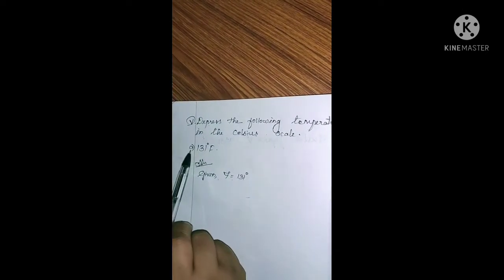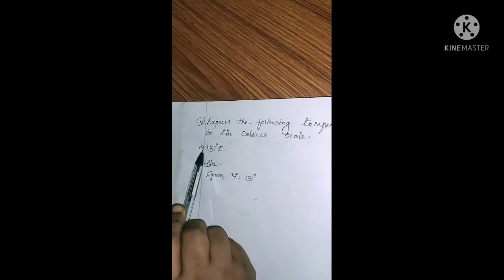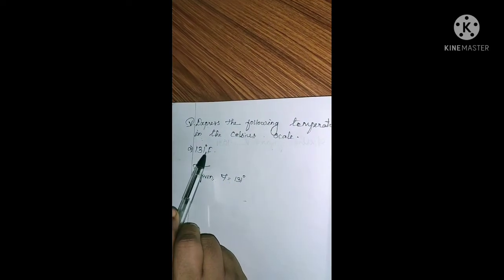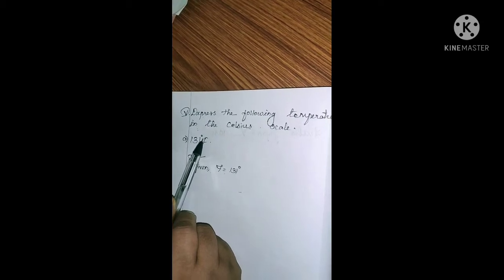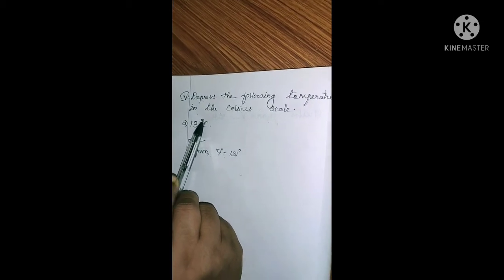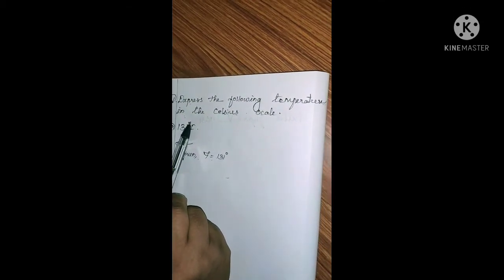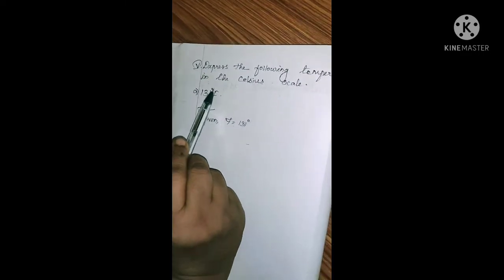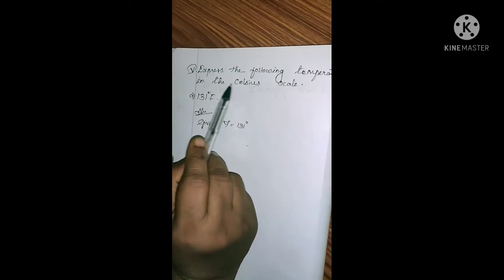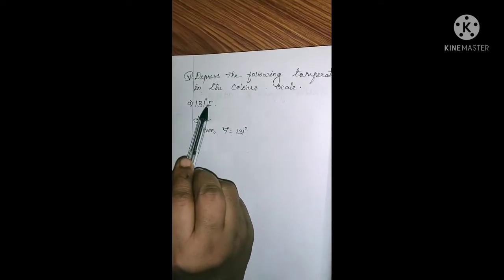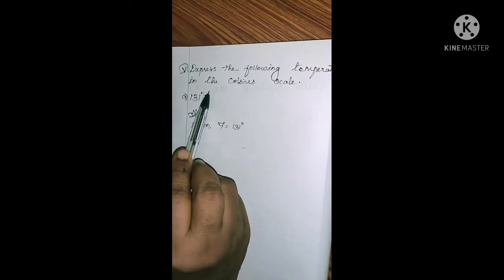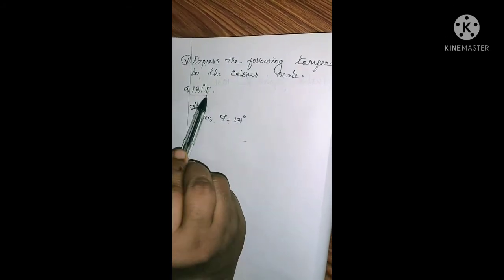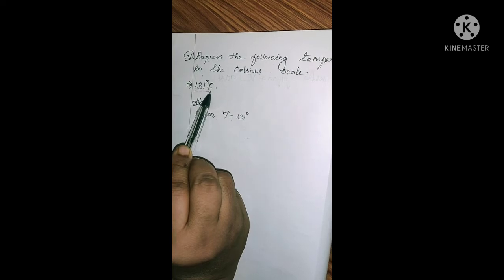Understand? Here, A part. What's the A part question? 131 degree Fahrenheit. So here what they have asked is that you want to convert. They have given the Fahrenheit value, so Fahrenheit to Celsius you want to convert. The Fahrenheit value they have given is 131 degree Fahrenheit.